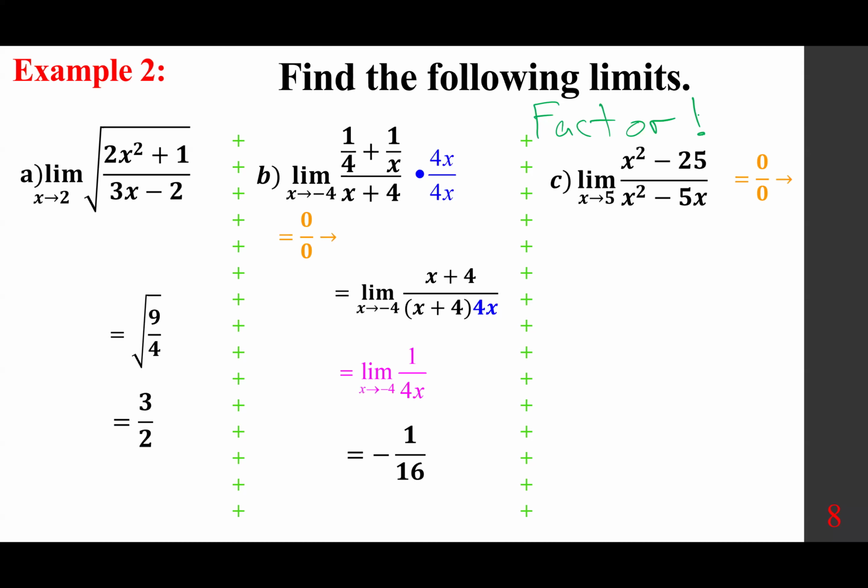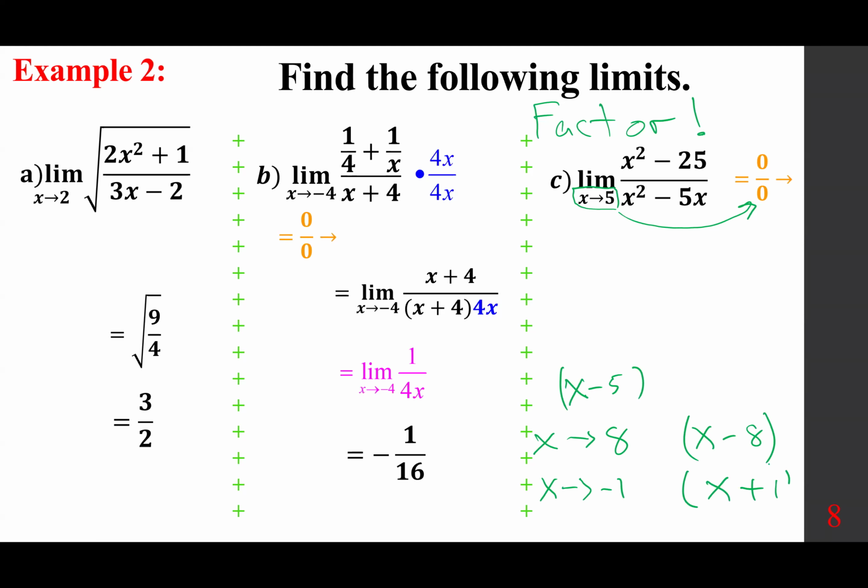Now, also, x is approaching 5, which results in 0. Therefore, you expect a factor of x minus 5. If x is approaching 8, you expect a factor of x minus 8. If x is approaching -1, you would expect a factor of x plus 1. I'm telling you this because it will help you factor.